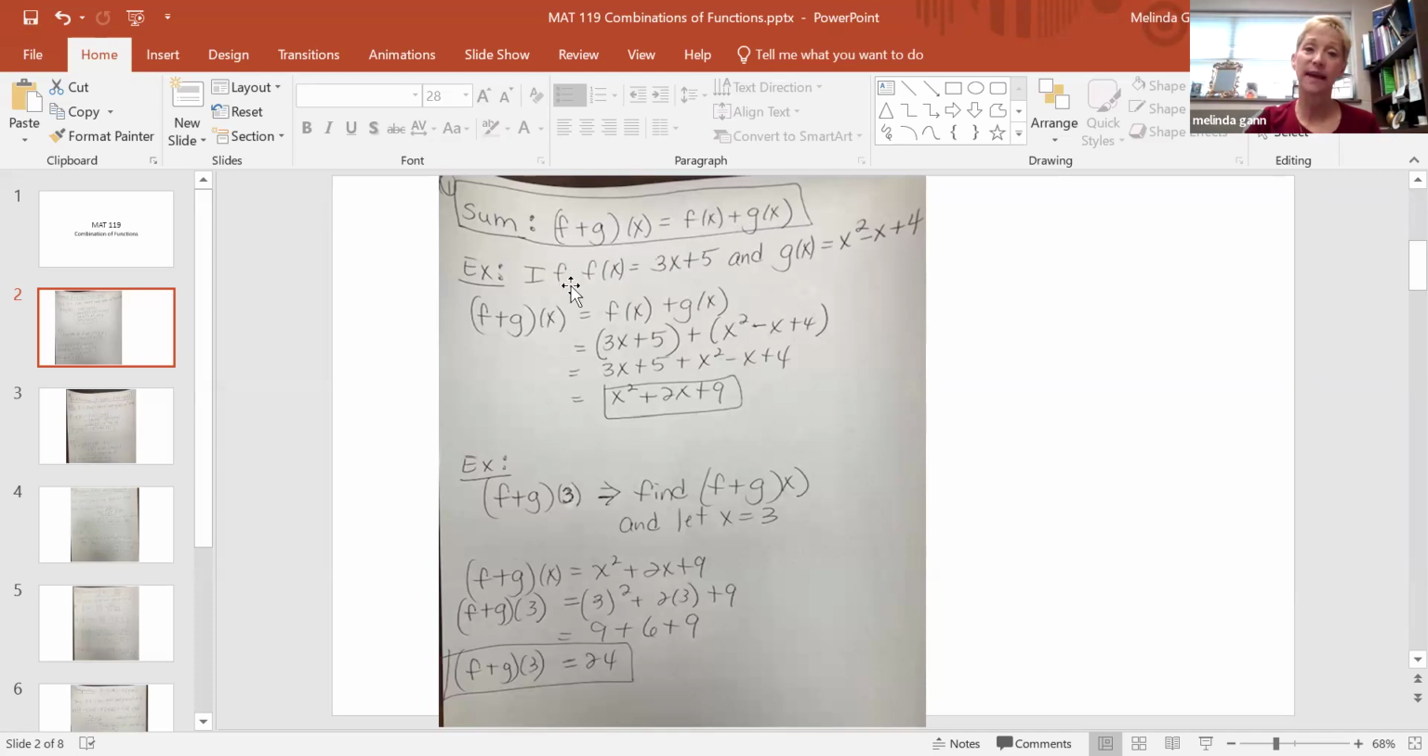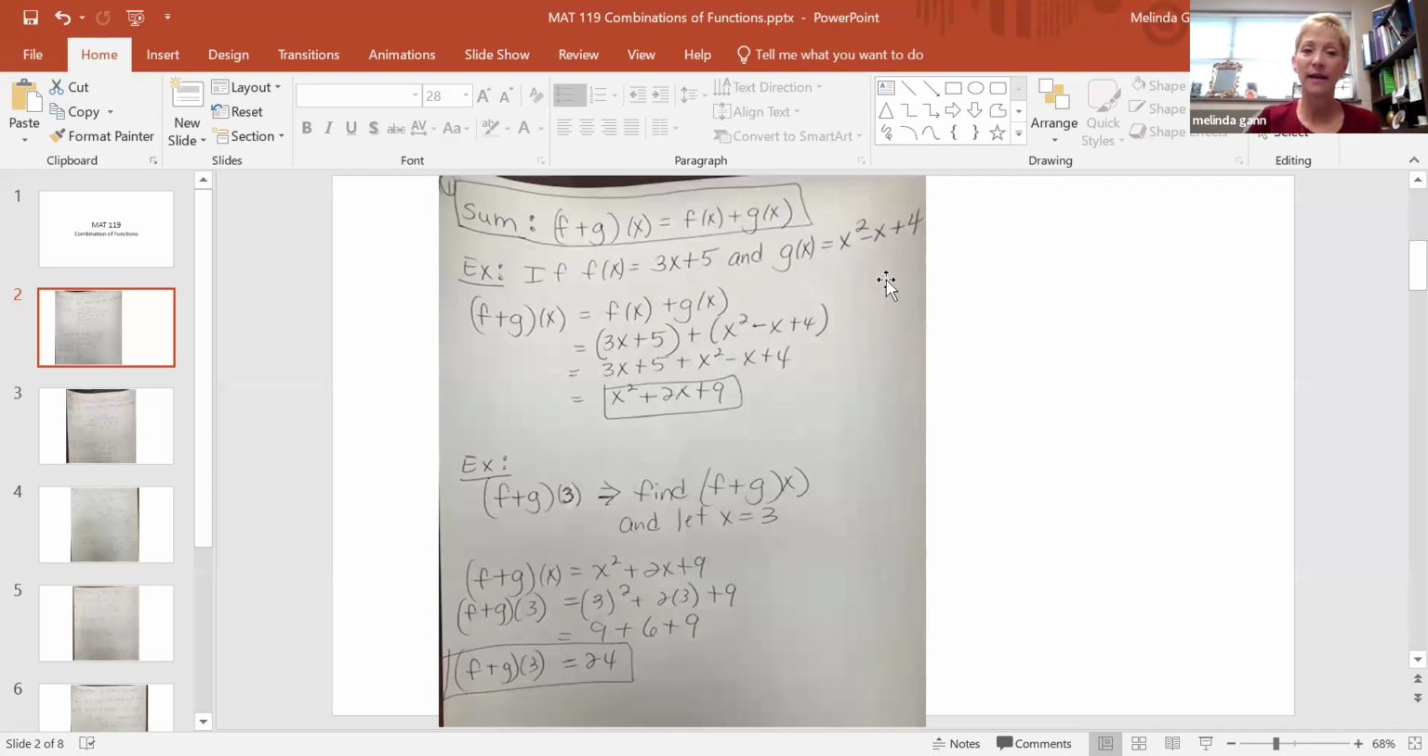So here's what we say on this first example. If f of x was 3x plus 5, and g of x was x squared minus x plus 4. Now, if it just said f at 1, you would just plug 1 into f and be finished. Or if it said, what's g at 3? You would just plug 3 into g and get the answer and be finished.